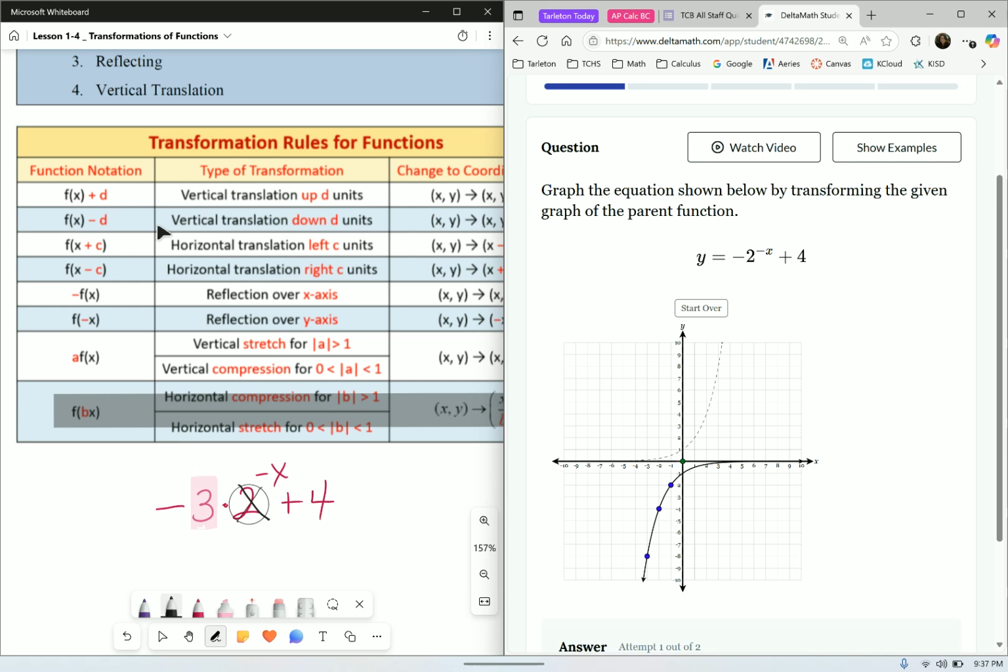And then the +4 is that number that hangs out at the end. You do exactly what it says. So mine is a +4, like the +D, you go up 4. So take the green dot, 1, 2, 3, 4, and the green dot moves the entire graph.